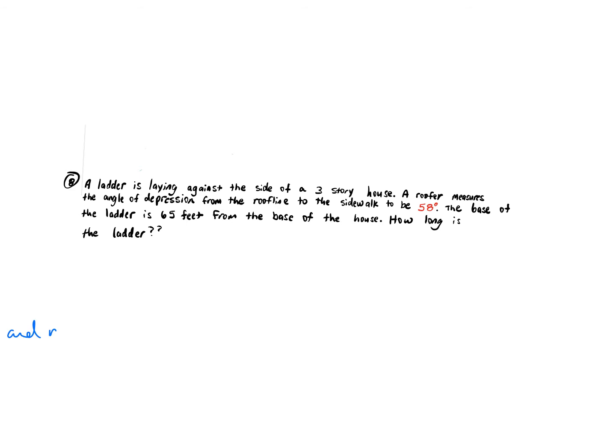So a ladder is laying against the side of a 3-story house. A roofer measures the angle of depression from the roof line to the sidewalk to be 58 degrees. The base of the ladder is 65 feet from the base of the house. How long is the ladder?